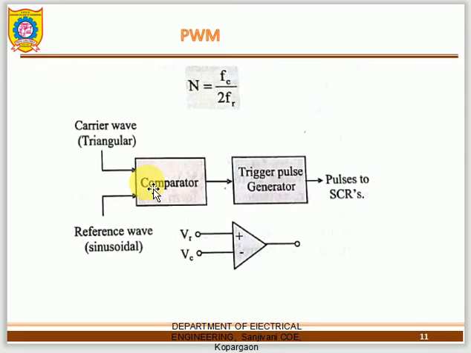Here they are using one comparator and a triggering pulse generator. So what is a comparator? The comparator is going to compare two signals: one is a carrier signal, and the other is a reference signal. These two signals are compared, and the result goes to the trigger pulse generator, which generates the pulse. That's all: compare the two signals and it generates the pulse.